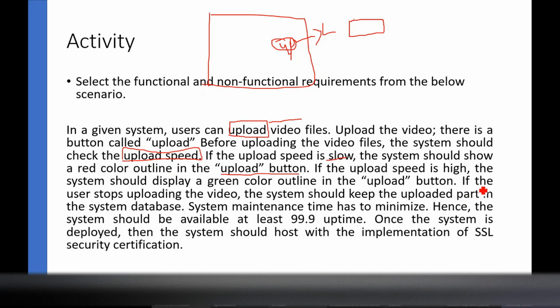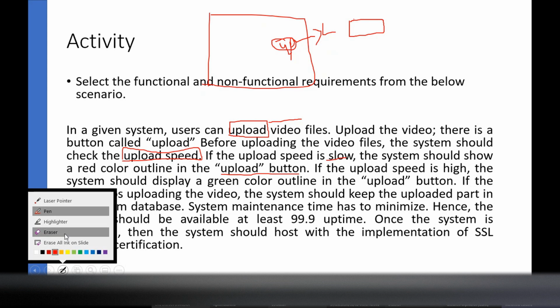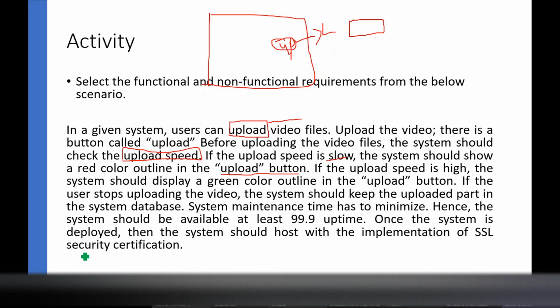If the upload speed is high, the system should display a green color outline on the upload button. Now your network speed is high, then your button is outlined with green color. Same upload button.